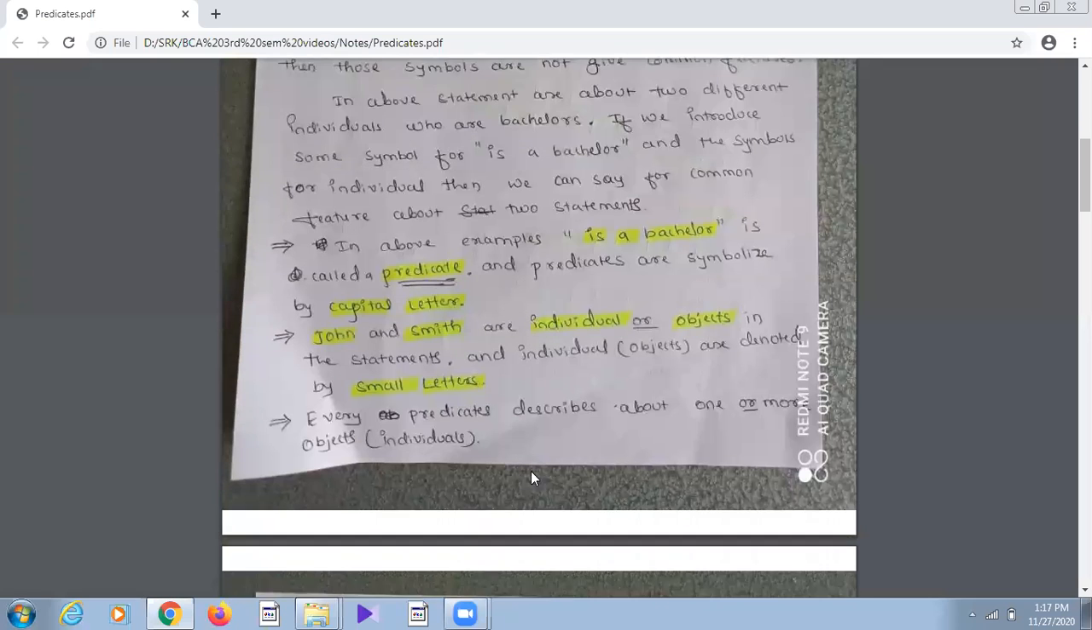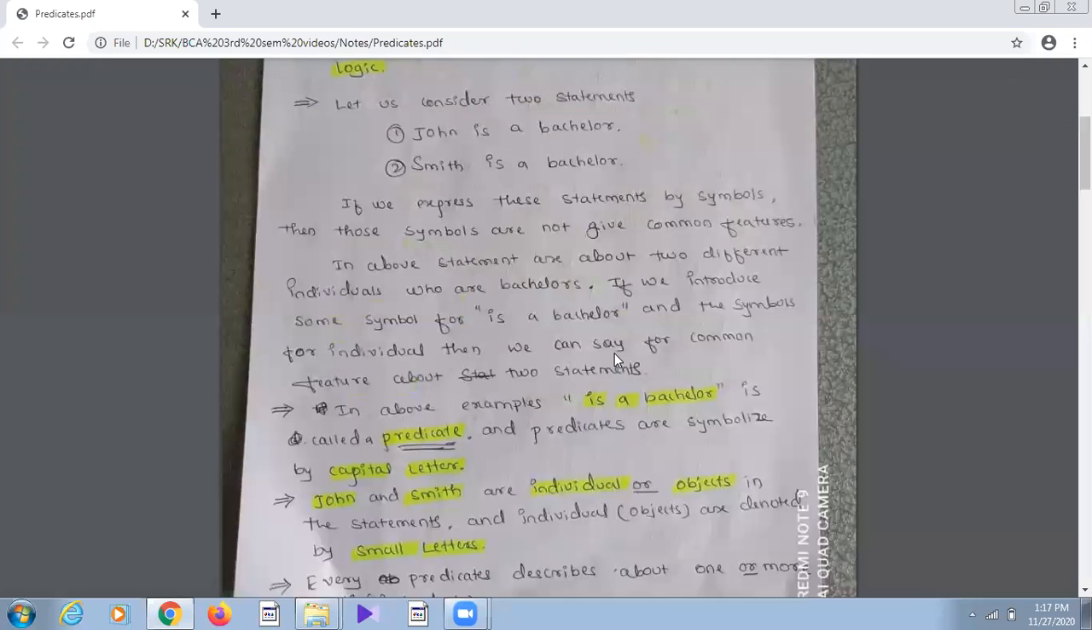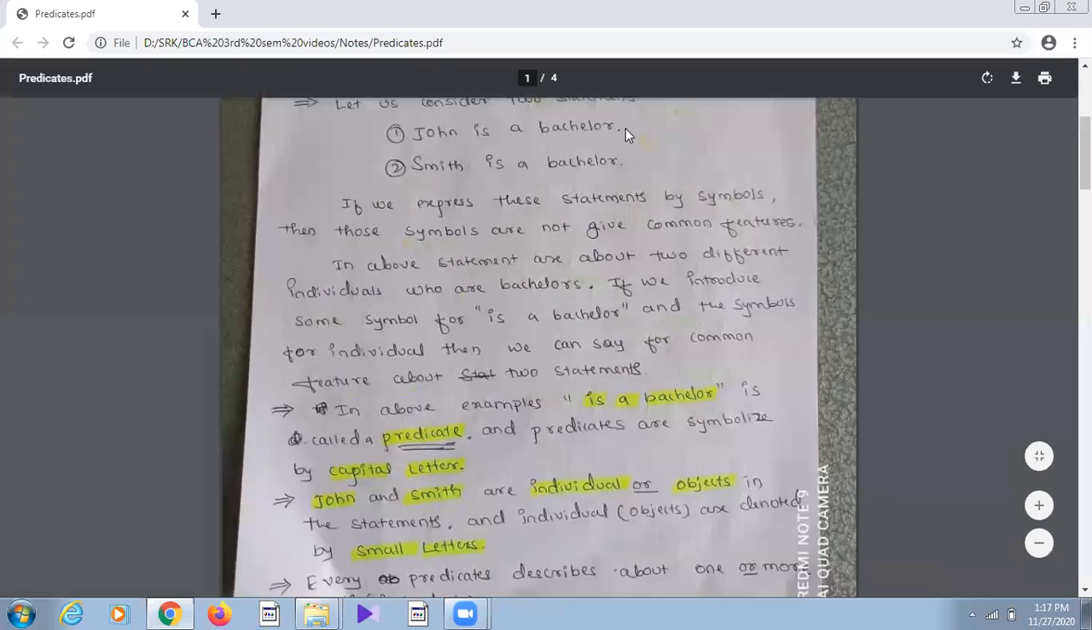So next, ultimately the predicate is only used to identify the common features between the primary statements. That is one thing, and whatever the predicate is, the verb of any sentence, that is a predicate. The predicates can be denoted as capital letters, and individual or object names will be denoted as small letters, and the predicate will describe the object. So these 3 points have to be remembered on this first page.